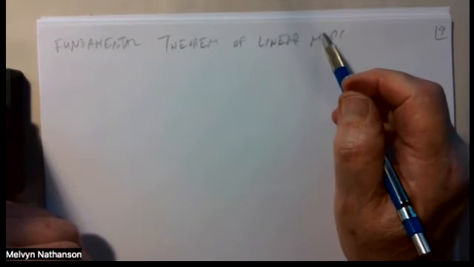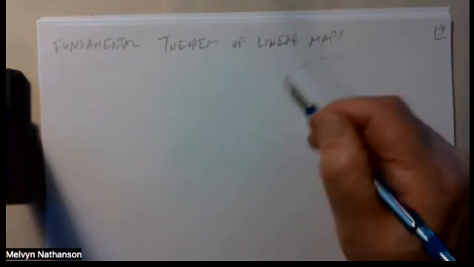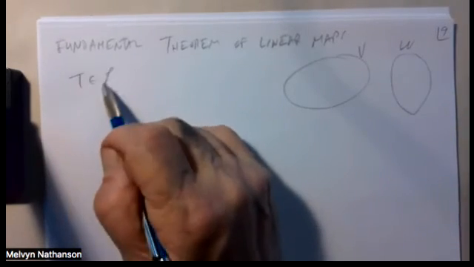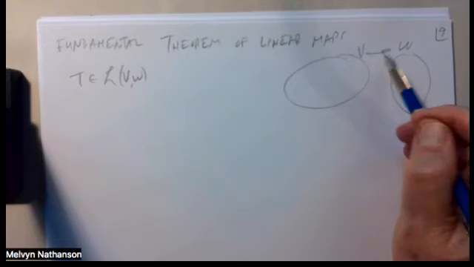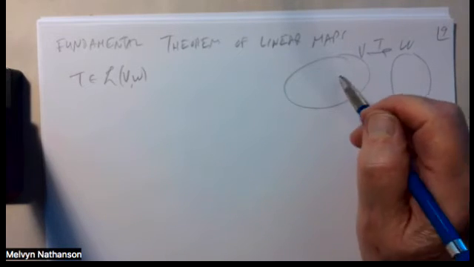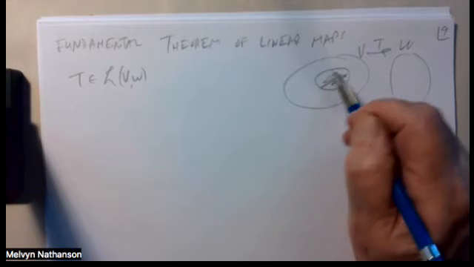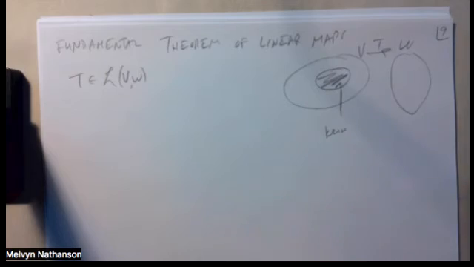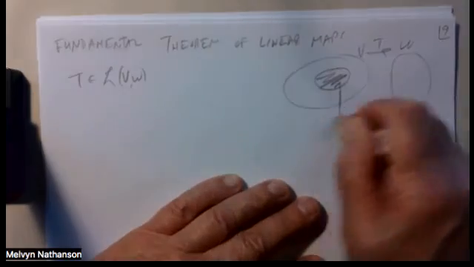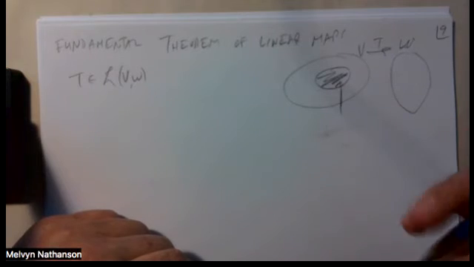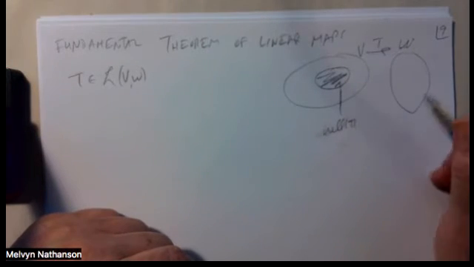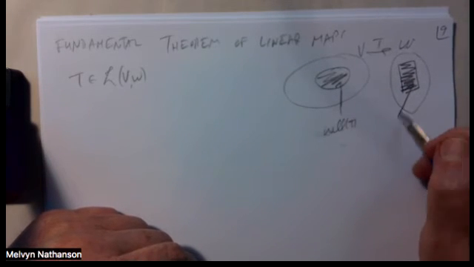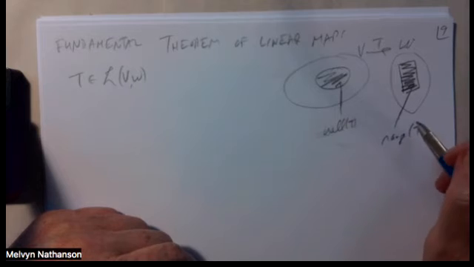So the picture is the following. We have V and W, and T is a linear map from V to W. Sitting over in V, we have the kernel of T, or sorry, the null space of T. Sitting over in W, we have the range of T.